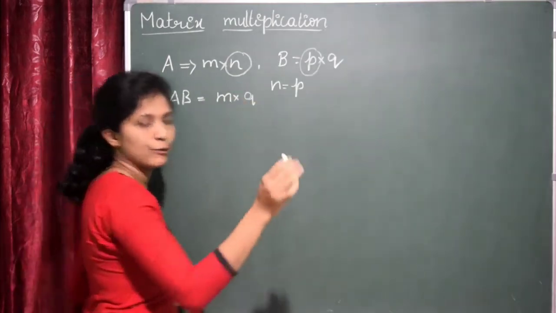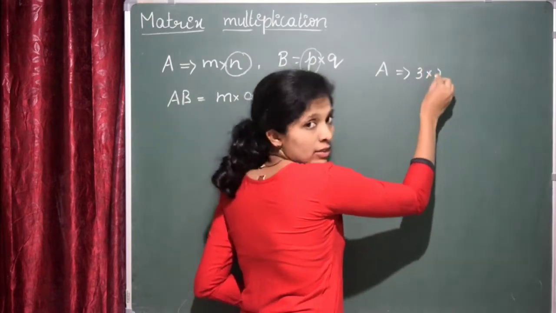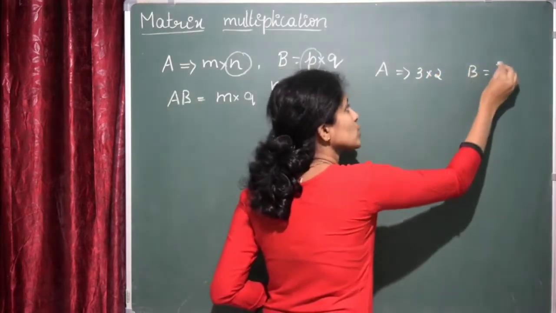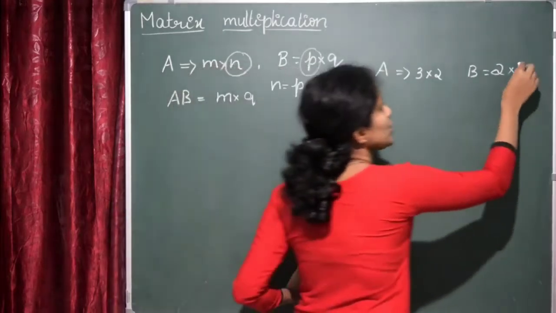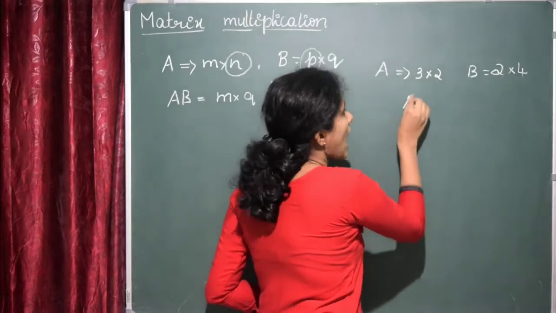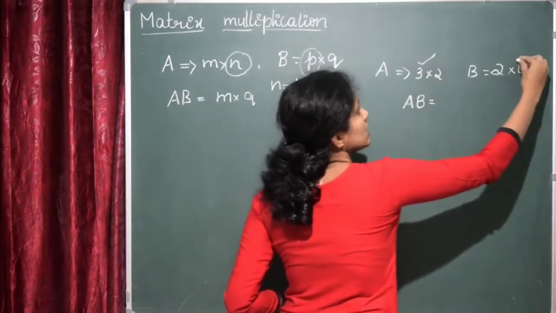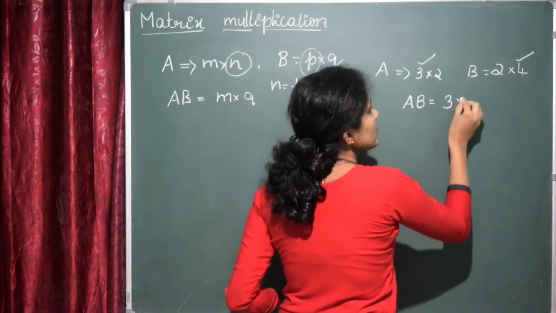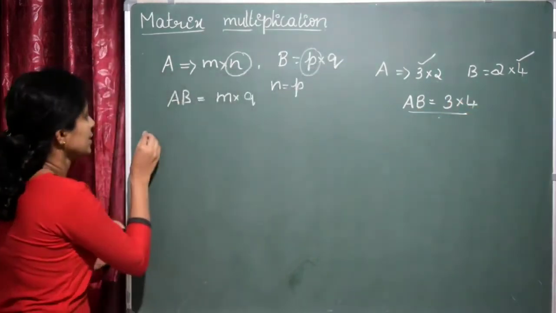Remember this. If matrix A is of order 3 by 2, then B should start with 2 only. Then only matrix multiplication is possible. If I consider 2 by 4, then this matrix multiplication is possible here. After the multiplication you will get one matrix AB, which will be of order 3 by 4. Is it clear? 3 by 4. We will consider one example so that you can understand it better.